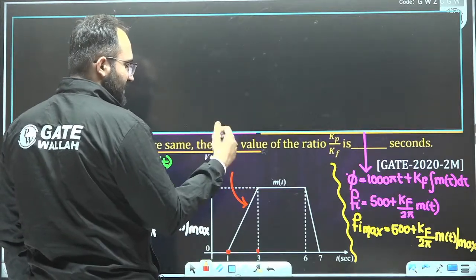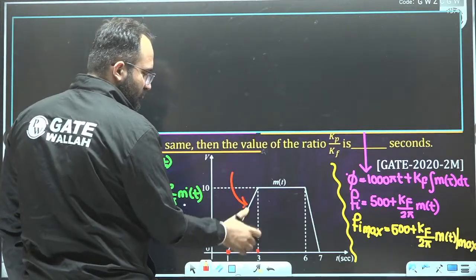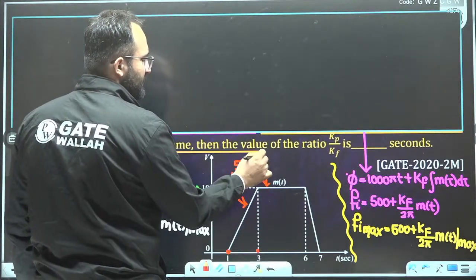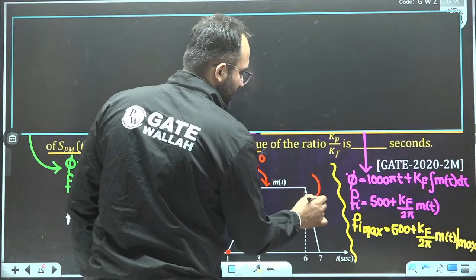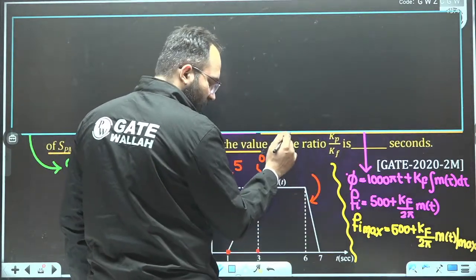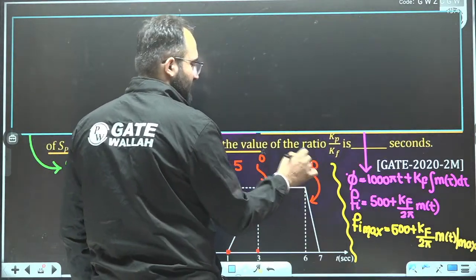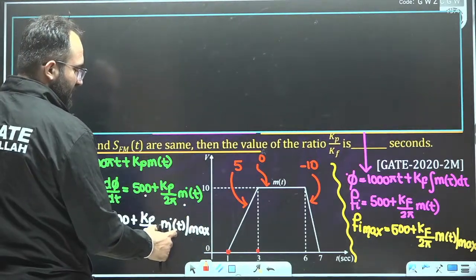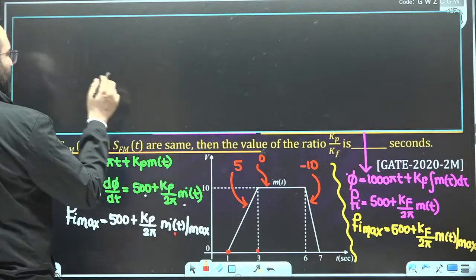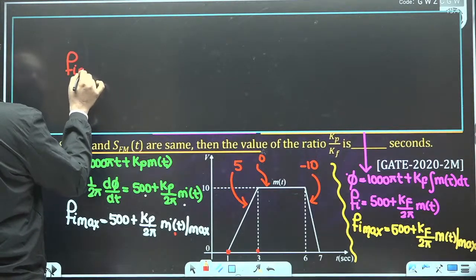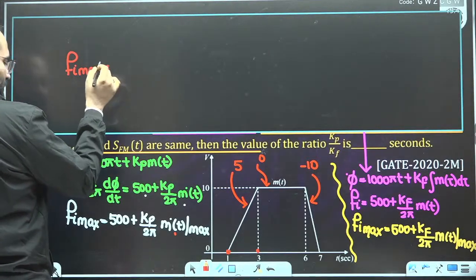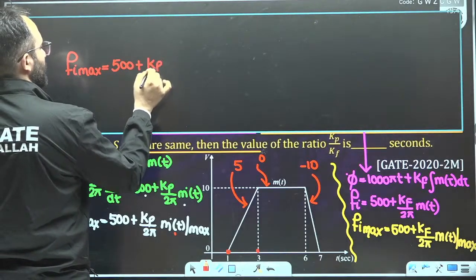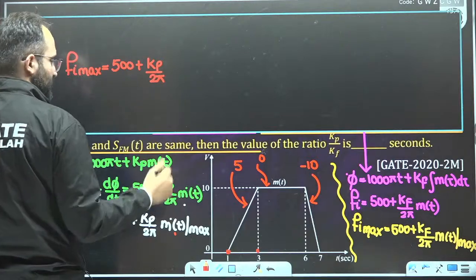So here the m dash t or the slope will be: width is 2, height is 10, so it will be 5. Here the m dash t will be 0, and here the m dash t from 6 to 7 is falling from 10 to 0, so the slope is negative. Now we have to find out the maximum value. The maximum value of m dash t is 5. We can see that phi max in case of PM is 500 plus Kp upon 2 pi, m dash t max is 5.